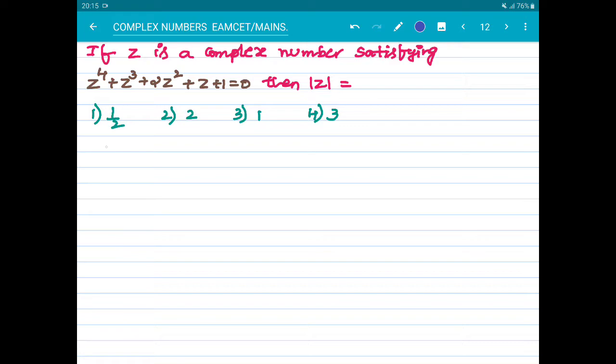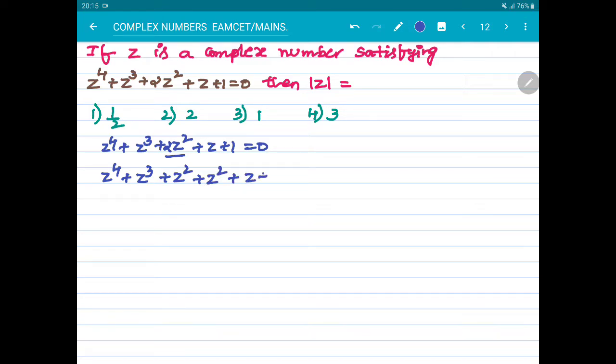If z is a complex number satisfying z^4 + z^3 + 2z^2 + z + 1 = 0, then modulus of z is equal to. Here the given equation is z^4 + z^3 + 2z^2 + z + 1 = 0. Here I am breaking 2z^2 as z^2 plus again z^2. z^2 plus z^2 is 2z^2.